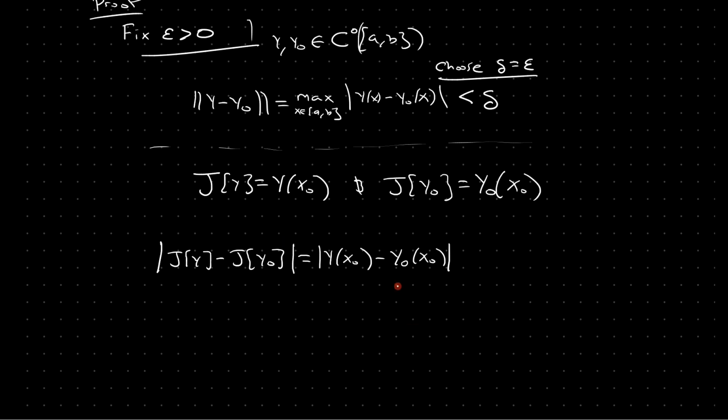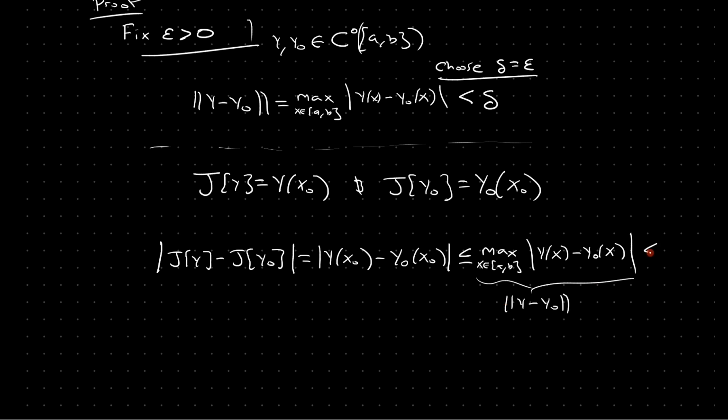And by definition of the maximum, this is going to be less than or equal to the maximum value of the absolute value of y of x minus y naught of x. But this, you'll recall, is the same thing as the norm of y minus y naught. So this entire thing is less than delta.